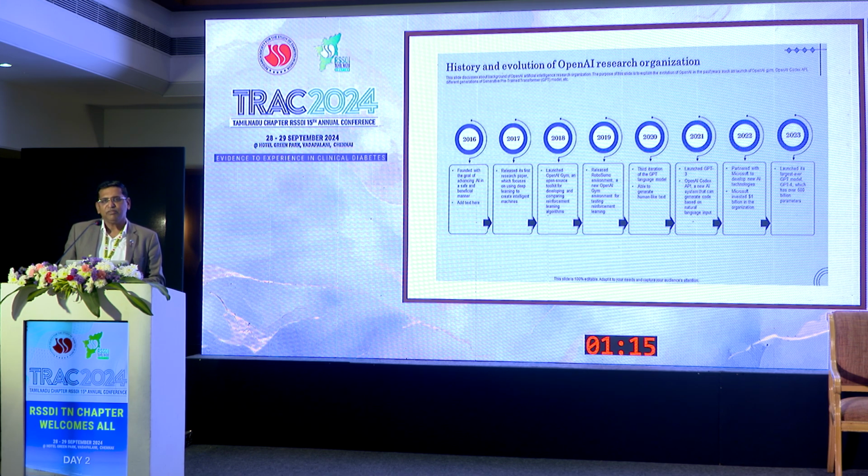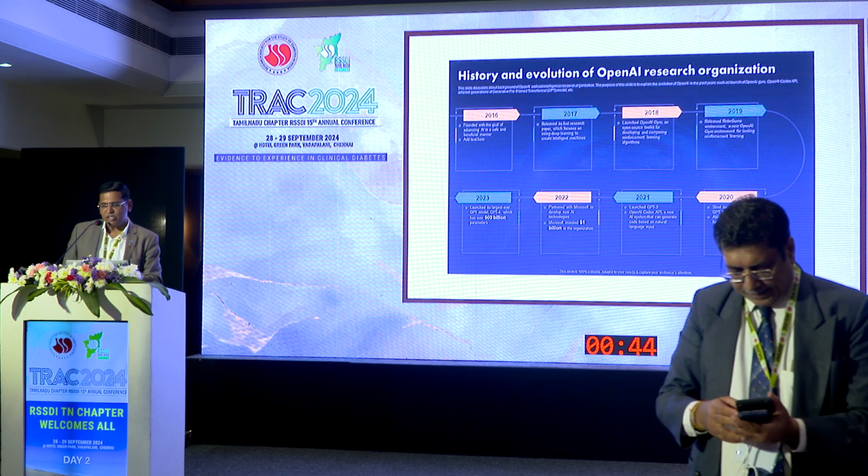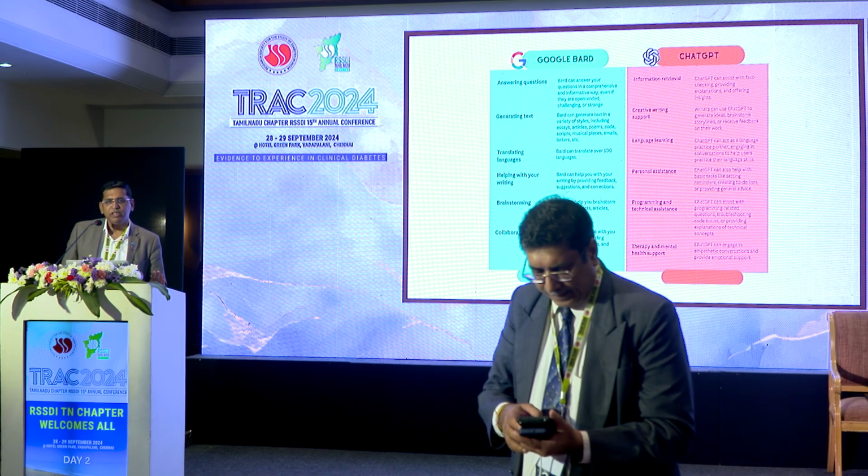This is the history and evolution of OpenAI. OpenAI is the organization which actually gave ChatGPT to us. And this is how it all evolved. Now what is GPT? It is a generative pre-trained transformer. Generative means it has the creativity to generate original text. Pre-trained means it is trained with a vast amount of text from books, articles, websites. And transformer means the architecture that helps it understand the connection between the words. The pattern recognition which I was talking about comes through that.